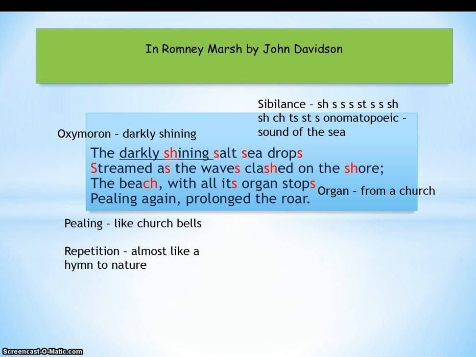And then I think this is the absolute last stanza. The darkly shining salt sea drops. Darkly shining is itself an oxymoron. Salt sea drops streamed as the waves clashed on the shore. The beach with all its organs stops. Now, what does that sound like to you? To me, that sounds like the waves crashing on the shore themselves.